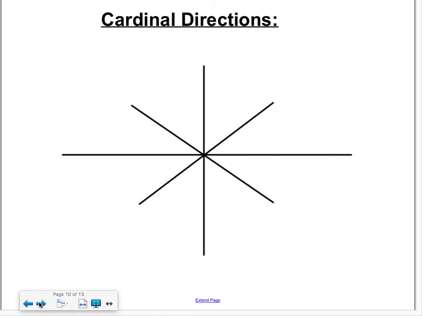Cardinal directions. How many know their cardinal directions? How many do not know their cardinal directions? Like north, south. How many like to mix up east and west? Isn't that fun? So anyways, what is this? North, south, east, west. We're going to simplify things for this chapter. Northwest, northeast.